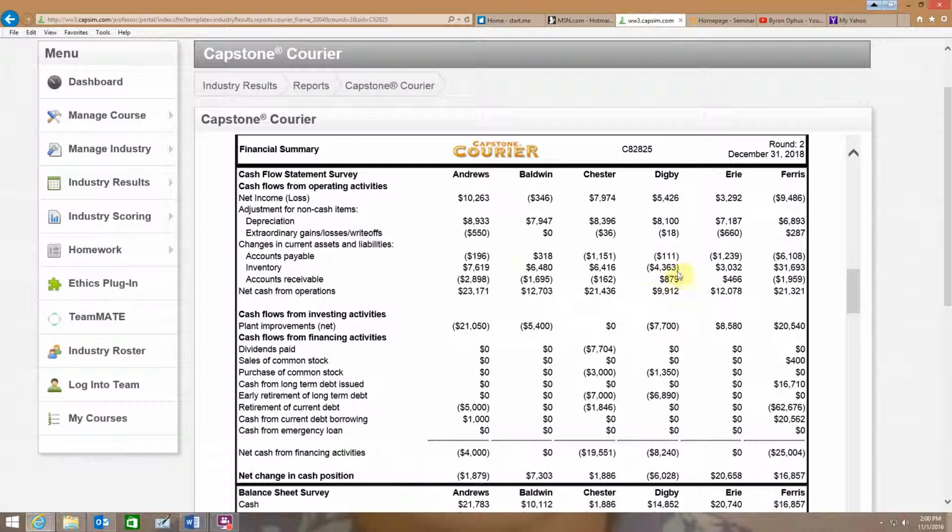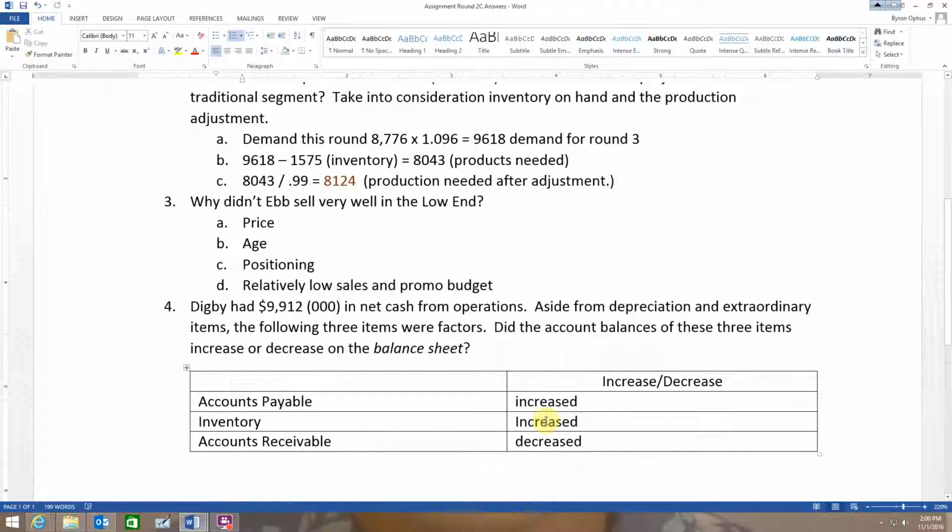And the same thing for inventory in that case. Our inventory cost us a bunch of cash, so that means that our inventory increased on our balance sheet, and then it would be just the opposite for accounts receivable. So it's kind of the opposite of what we see here. So there you have those three.